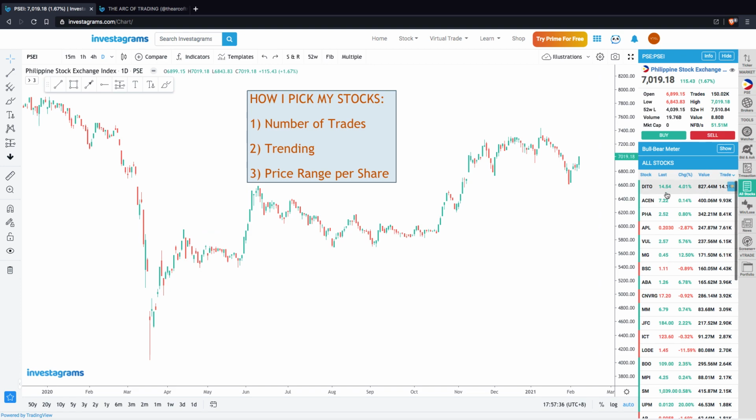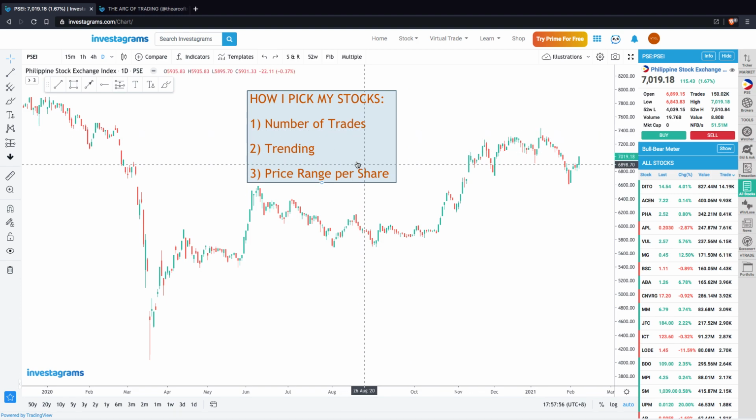I find whatever the most trading stocks are, and if there are setups that I like to have or that I like to do and I apply my strategy, that's when I would go into those stocks. But how I find which stocks to trade, I definitely look at the number of trades.